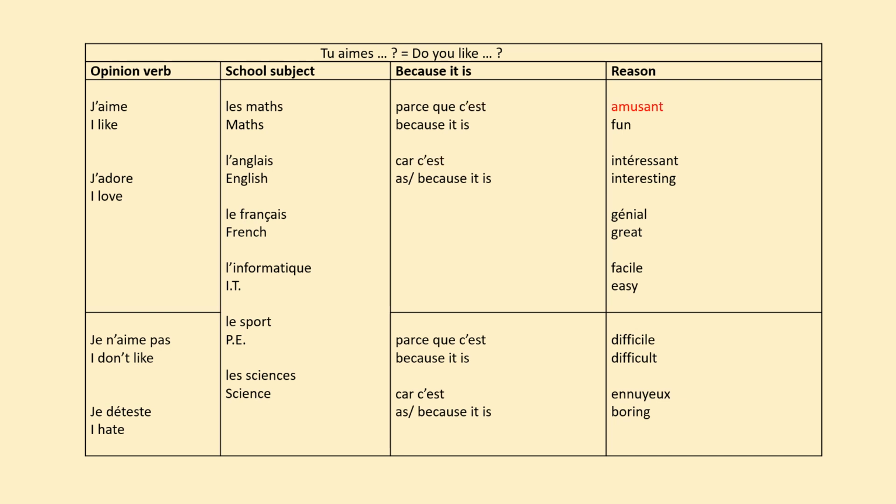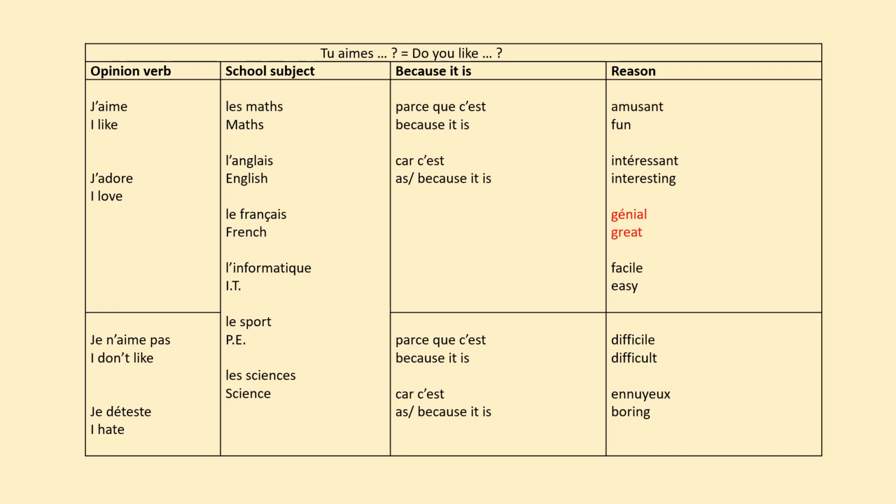Écoutez et répétez. Amusant. So you'll notice that the U of amusant sounds like a double O in English, an OO sound. It's not a U sound, amusant. Amusant, no, it's not, it's amusant. Écoutez et répétez. Amusant. Très bien.